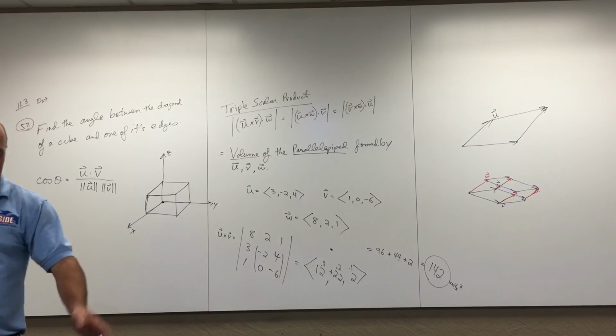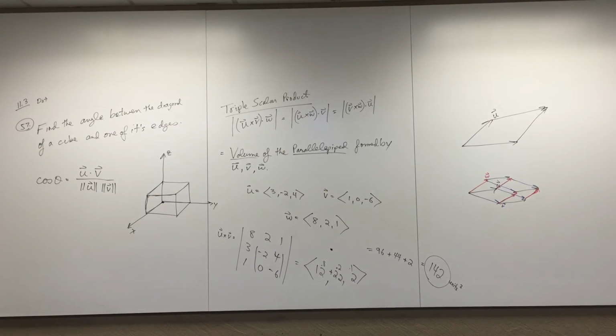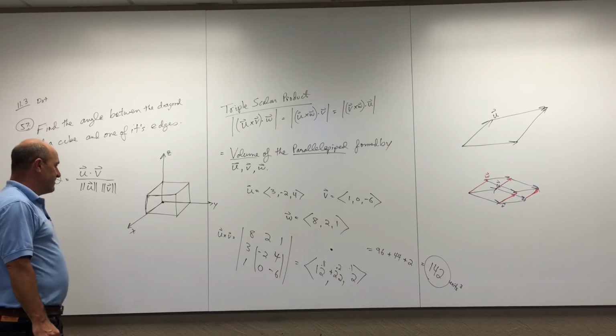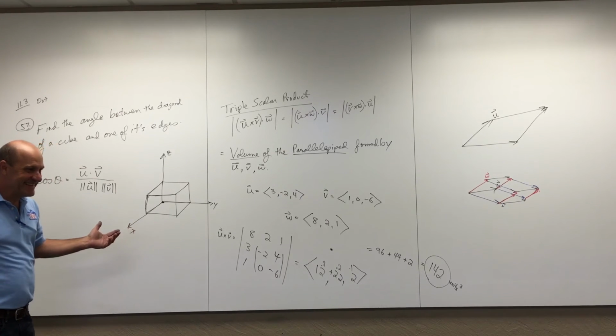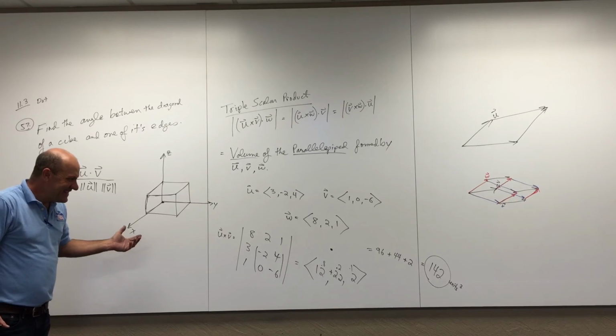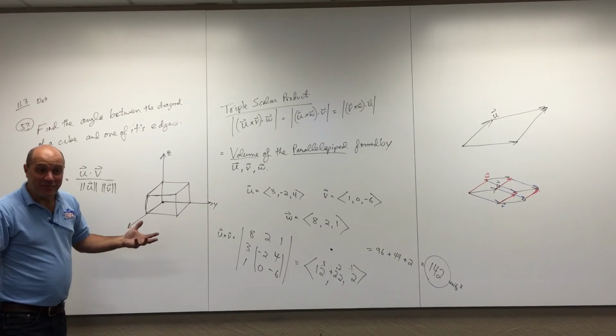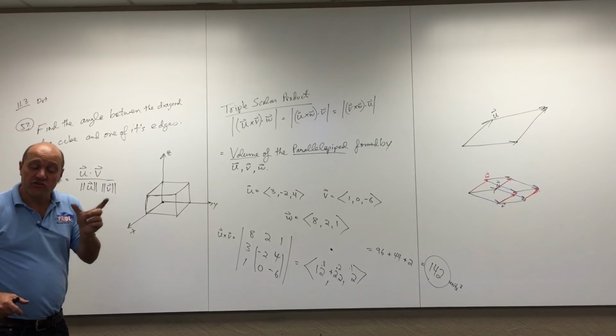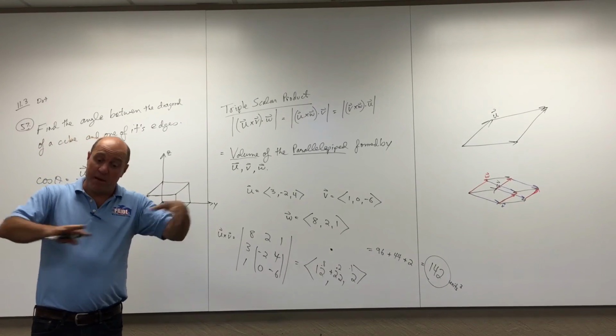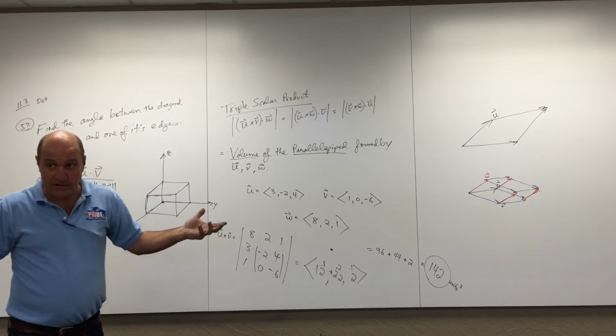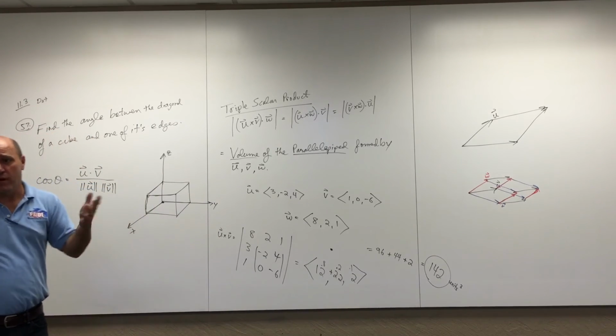If there's a cube sitting there, you know what a cube means. What does it mean? All the sides are the same. That's what makes it a cube. It could be a rectangular solid, which would be a box where not necessarily all the sides are the same. But when you say the word cube, all the sides are the same.